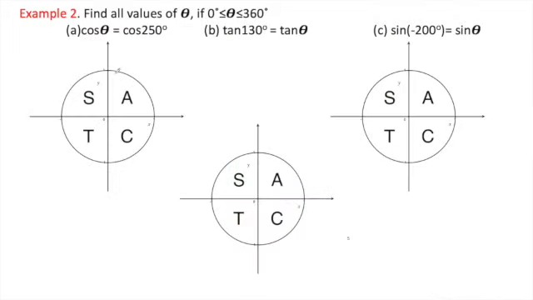Okay. For this second example here, we're going to find all values of theta if theta is between 0 and 360 degrees. So in our first example, we're looking at cosine. So we have cos of theta equals cos of 250 degrees. So we know that one of our values of theta is 250 because that's between 0 and 360, but we need to find that other value of theta here. So we are going to first draw our angle of 250 degrees. So you know that that angle is 250 degrees.